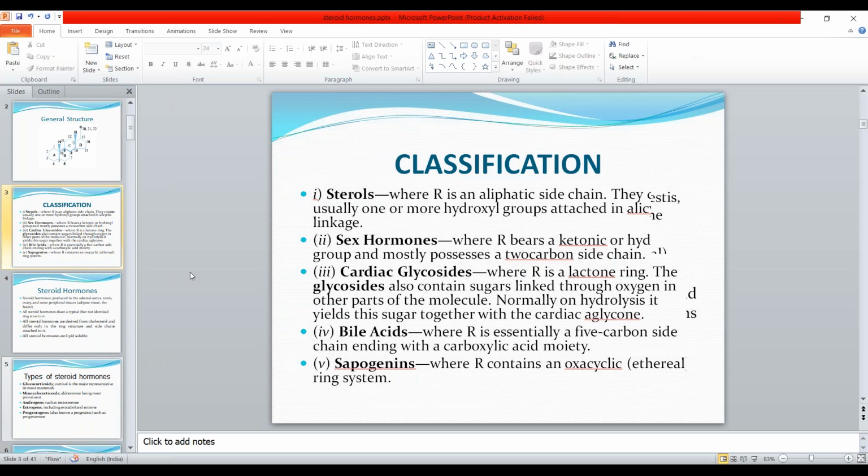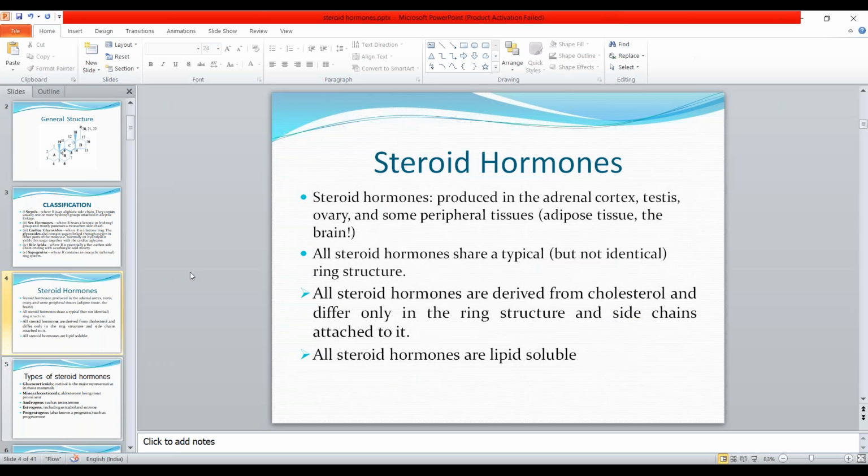Then we have also seen the types that are present in the human body. These are nothing but the glucocorticoids, the adrenocorticoids, what are called as mineralocorticoids, and mainly the sex hormones.